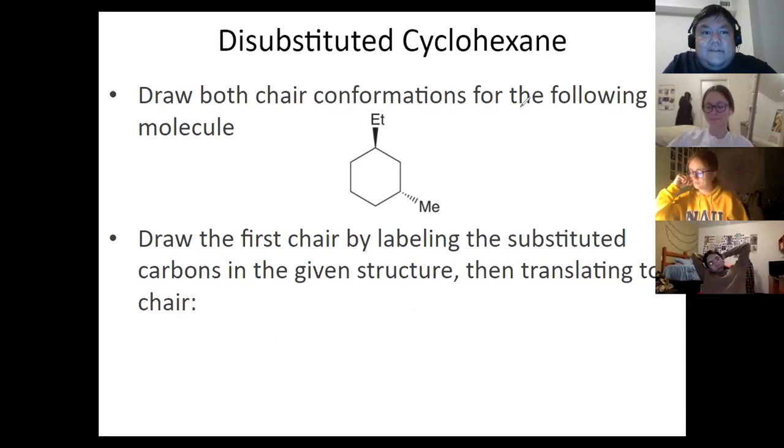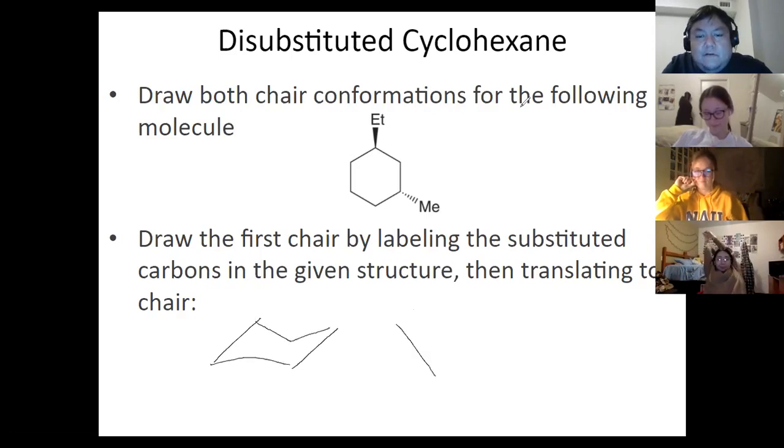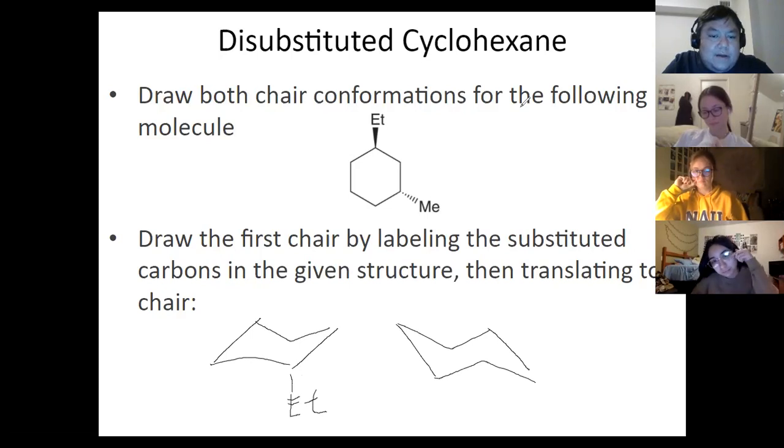And just for fun, because this is me showing off, if I wanted to draw the same ring from the below perspective, because I can, like I flipped over the ring like that, I could have said, oh, this could be my ethyl like that, and this could be my methyl. And if I wanted to go like that, then this would have been my ethyl, and this would have been my methyl. That's the exact same thing, I just flipped it over.